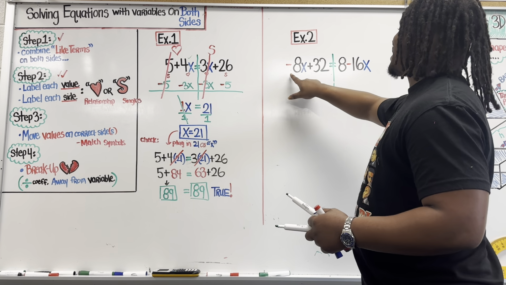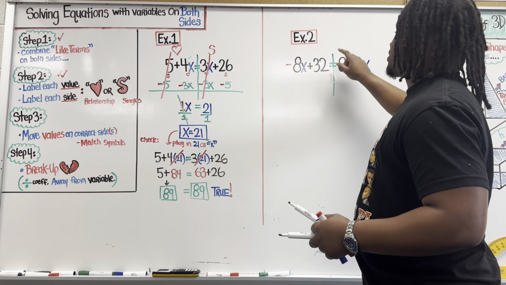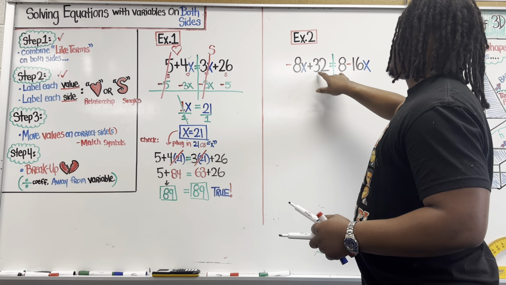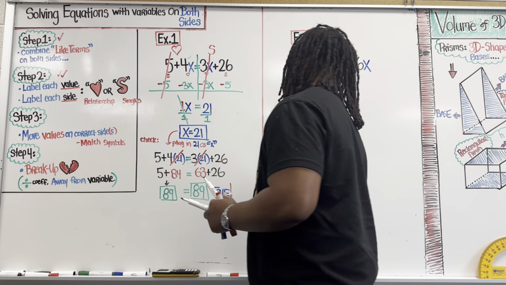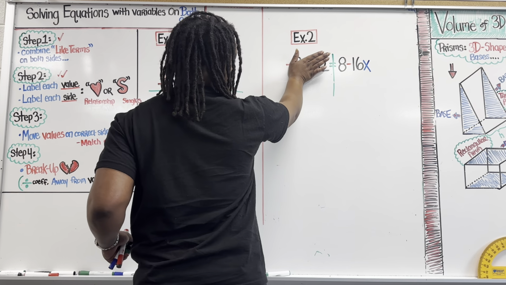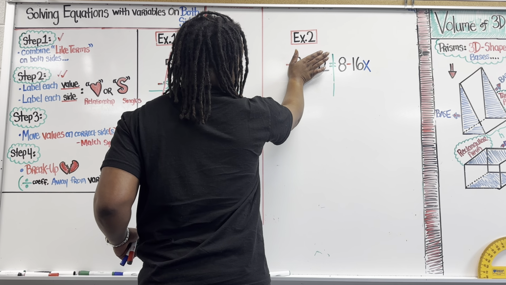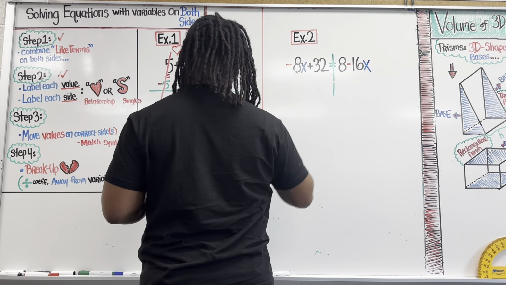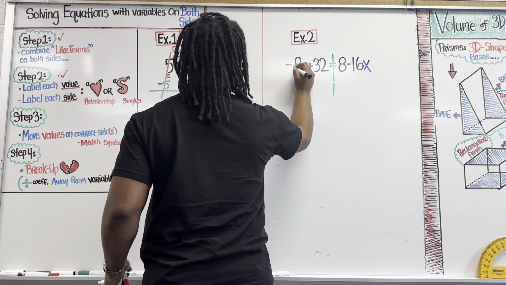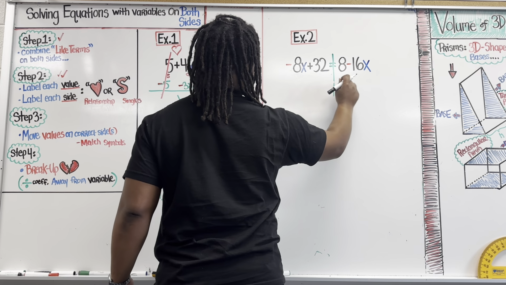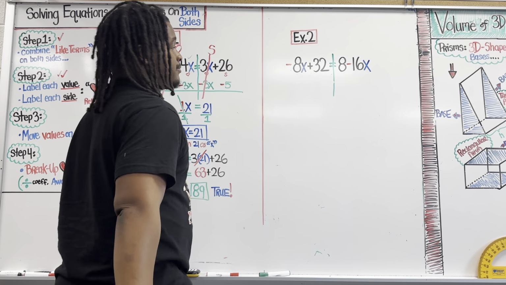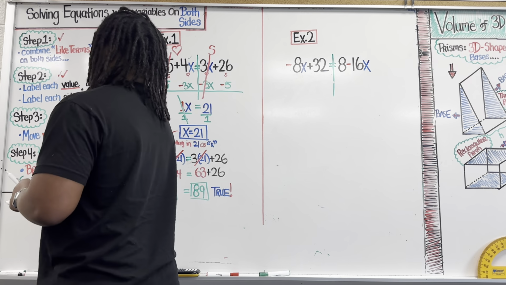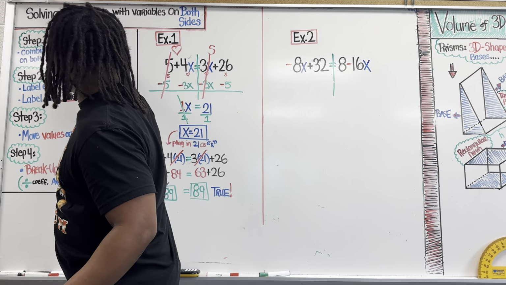On the left side, I cannot combine negative 8x and 32, so that stays the same. Let me go to the right side. I'm going to cover this so I can only see the right side. I have 8 minus 16x. I cannot combine 8 with negative 16x because 8 is just a number and negative 16x is an operation between a coefficient and a variable. So I've successfully completed step 1, even though I didn't have to combine anything, but we passed step 1.